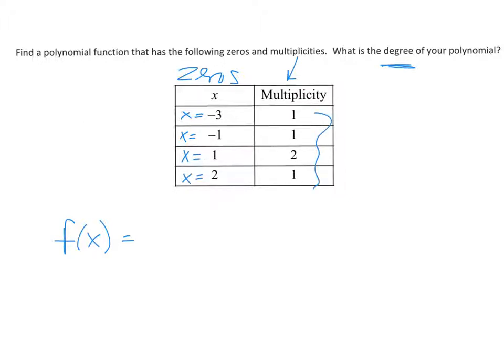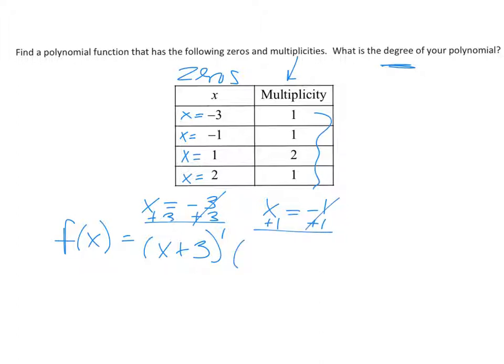So, here's the deal. You're going to go backwards. If you have x equals -3, I want to bring this 3 back to the x. So I have x plus 3 in my parentheses. The exponent that goes with that is 1 because the multiplicity is 1. Then I have x equals -1. Again, I would add 1 to bring it back to the x and get what's inside my parentheses. And that also has a multiplicity of 1, so my power is 1.